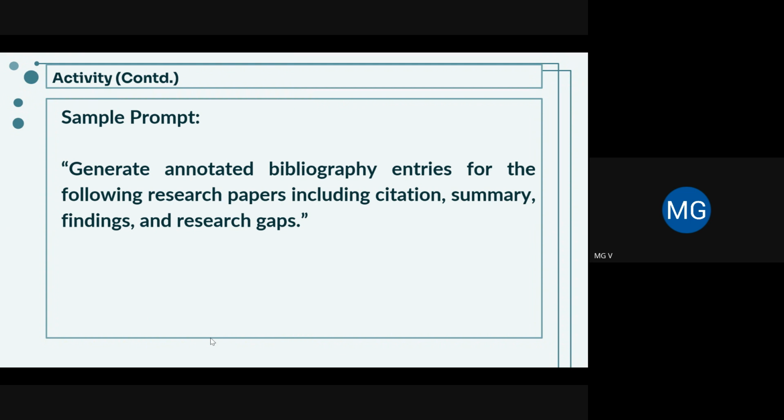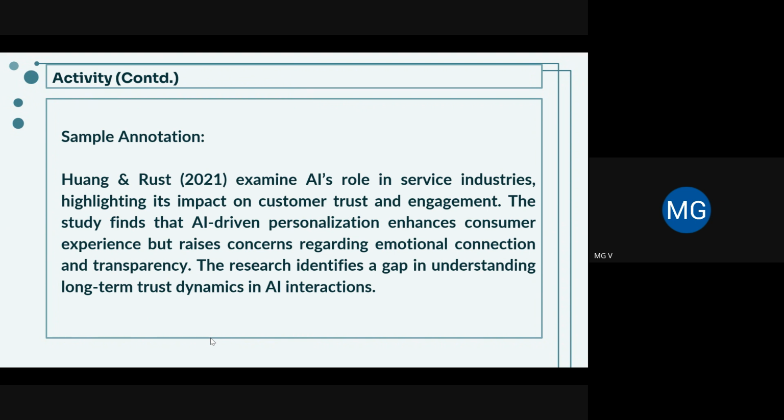Now we are in a position to generate annotated bibliography entries for the following research papers, including citation, summary, findings, and research gaps. So this is the sample of the annotation that you will obtain. This is the output, we can say. Huang and Rust.